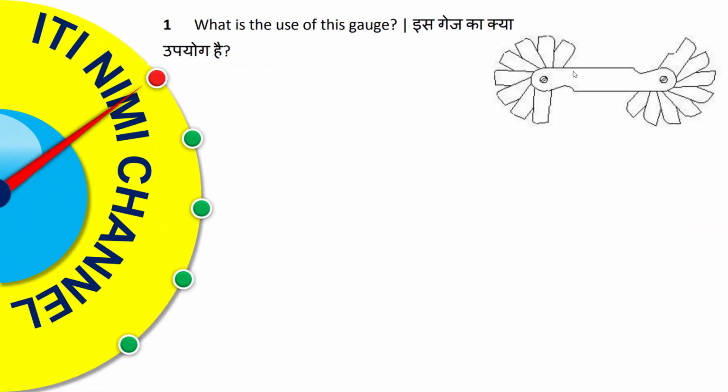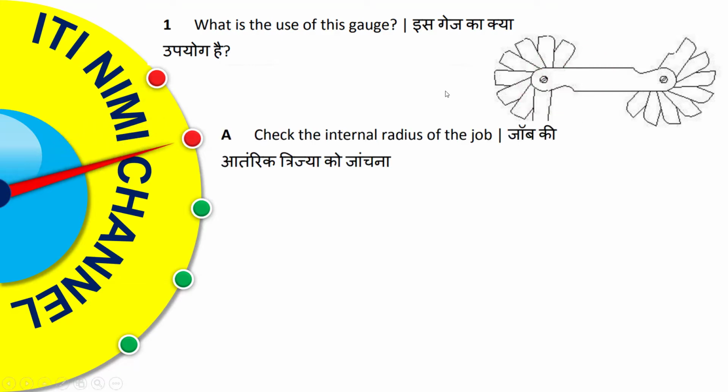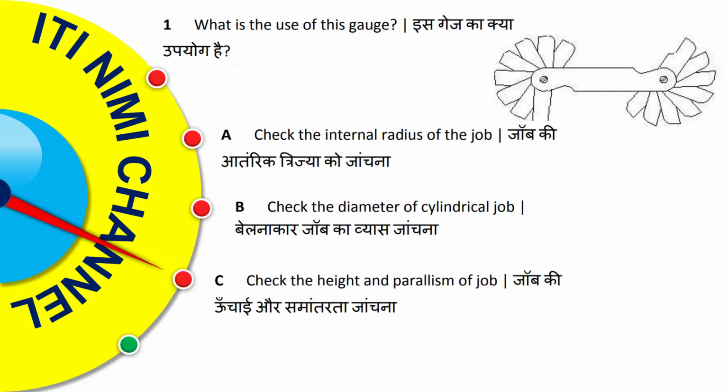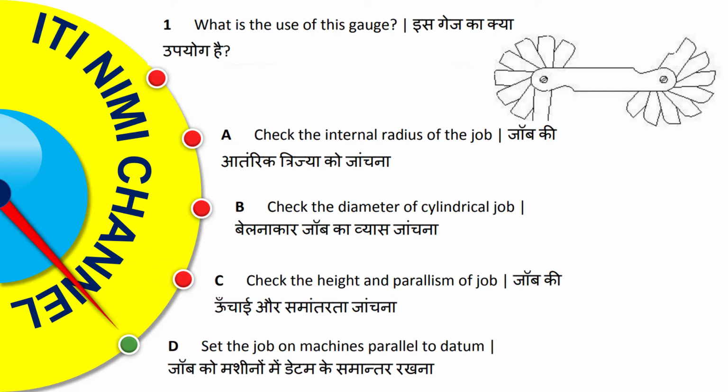This is question number 1. What is the use of this gauge? You have to tell what is the use of this gauge. Option A, check the internal radius of the job. Check the diameter of cylindrical job. Check the height and parallelism of job. Set the job on machines parallel to datum. The answer is check the internal radius of the job.